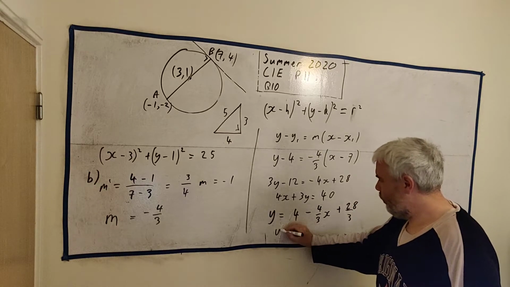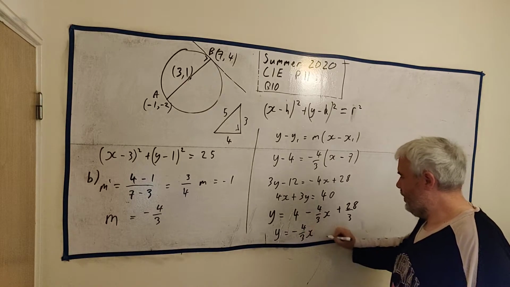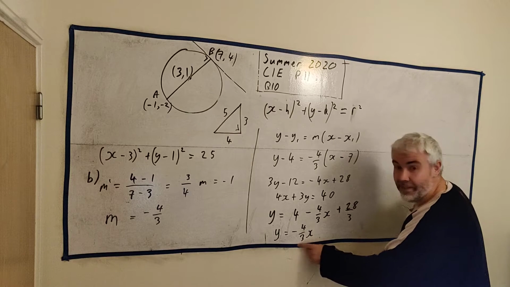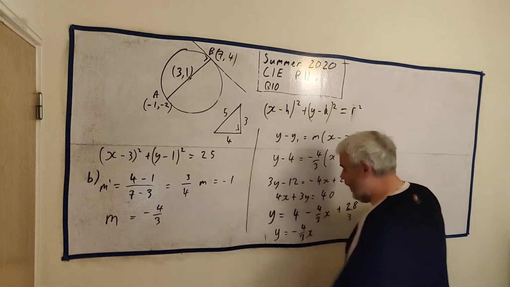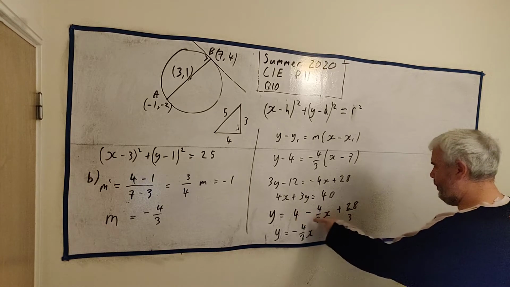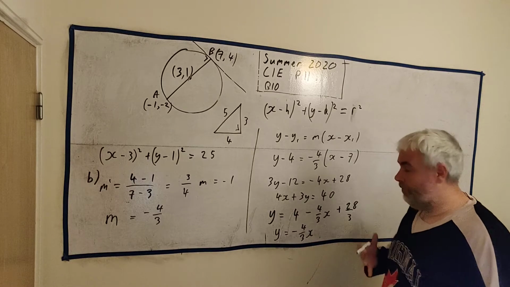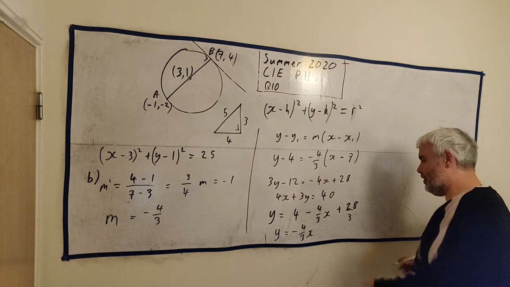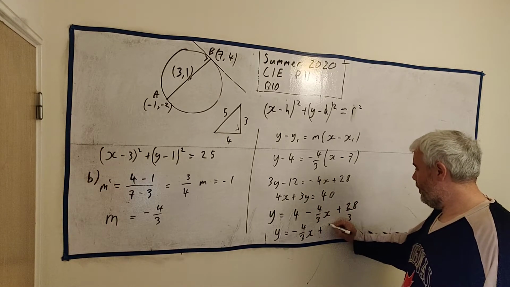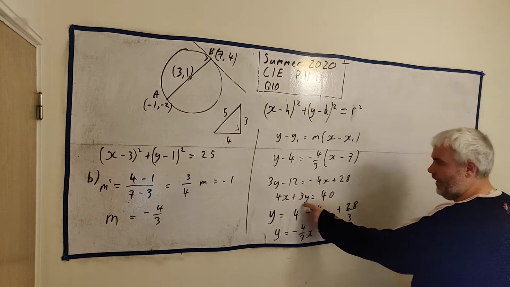Clean that up, we get y equals minus 4 over 3x. Always put the x first, that way I can read the slope nice and quickly. And what's this? 4 added to 28 over 3. Well, 4 is the same as 12 over 3. So 12 plus 28 is 40. 40 over 3.